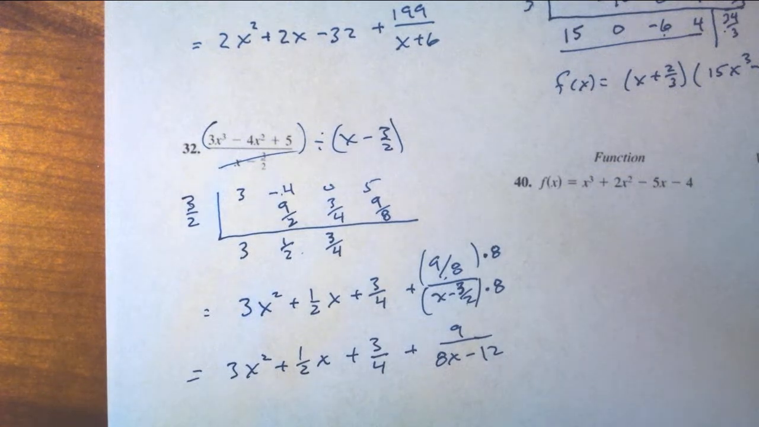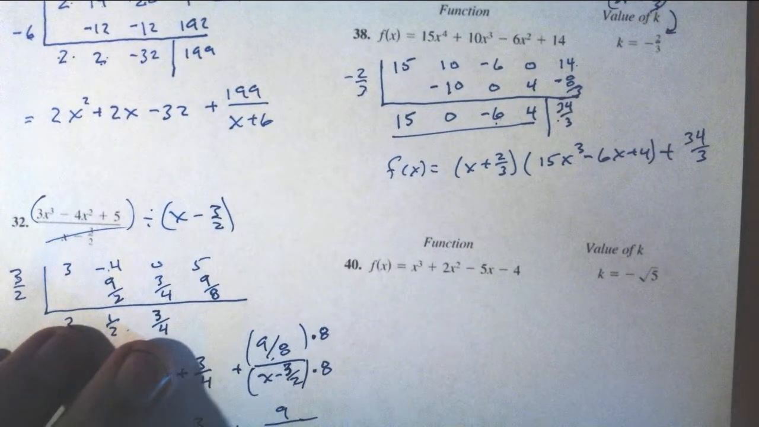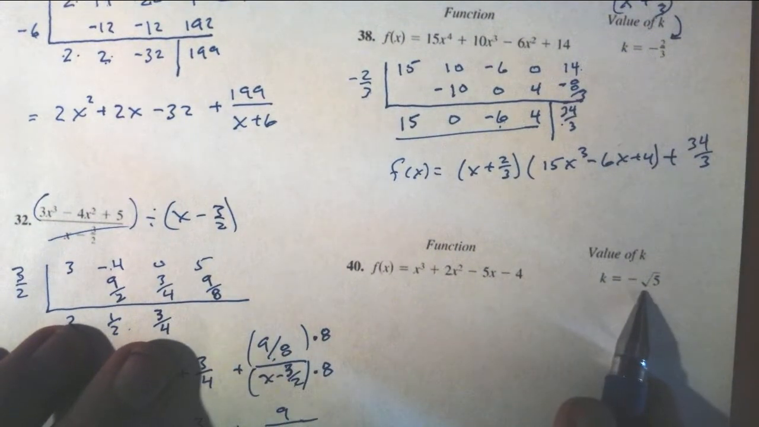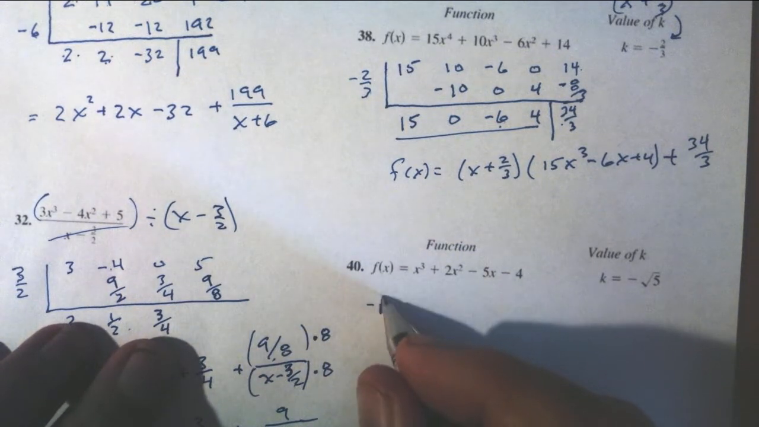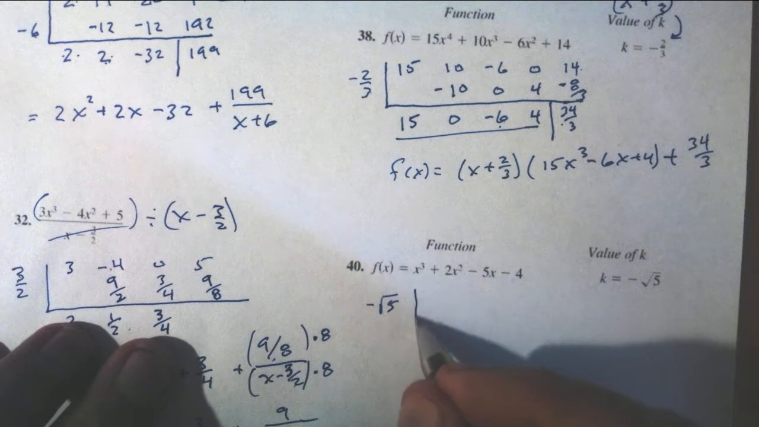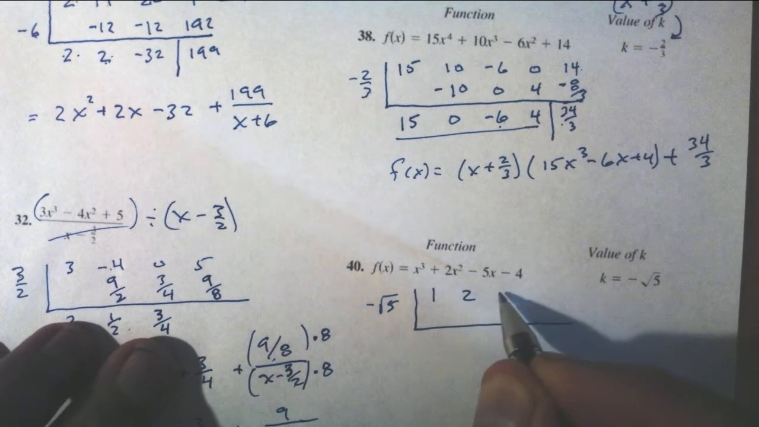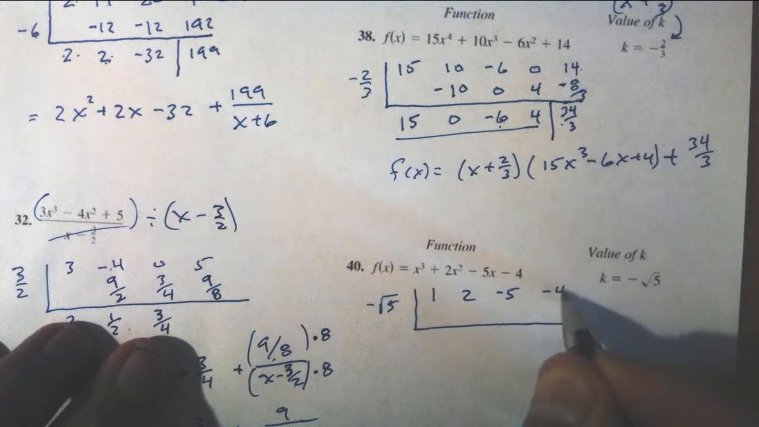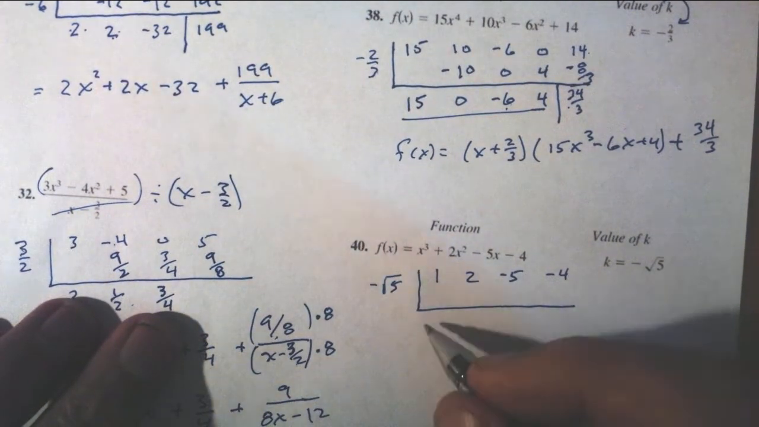A little messy. Okay, so sorry I jumped around. I should have gone 26 to 32. Back onto this problem. This looks like it's going to be particularly nasty. I'm now synthetically dividing by -√5. Let's see how that works out. I'm taking that into 1x cubed, 2x squared, a minus 5x, and a minus 4.